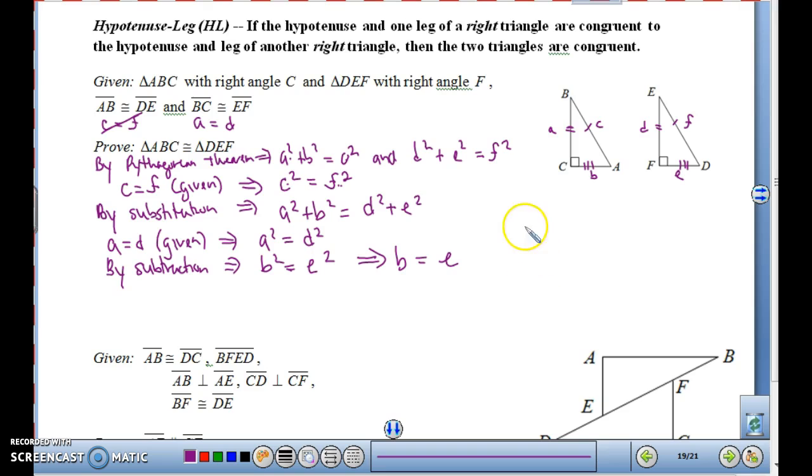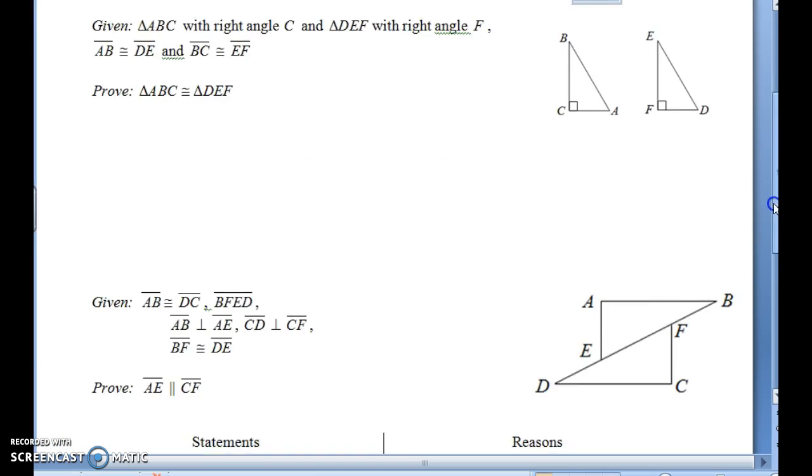So are these triangles now congruent? Yeah, triangle ABC is congruent to triangle DEF by side, side, side. So therefore, that's why hypotenuse leg works to prove the triangles congruent. So all you have to do to prove right triangles congruent is prove you have a right triangle, prove the hypotenuses are congruent, and one corresponding leg is congruent. So let's actually apply hypotenuse leg in a proof.